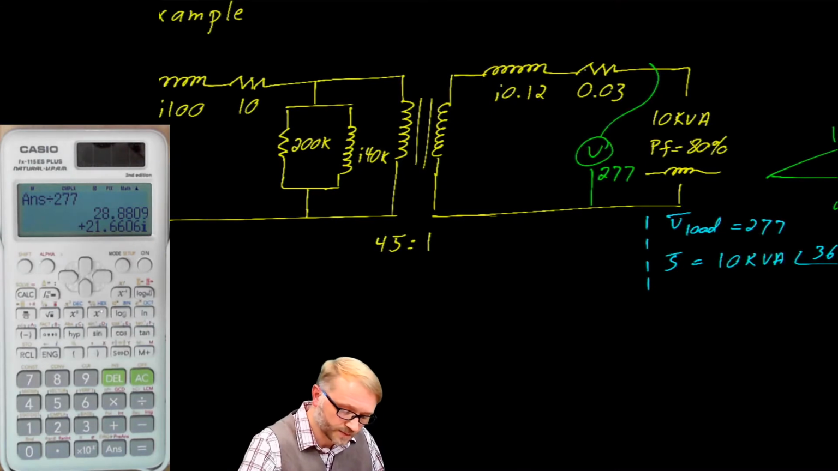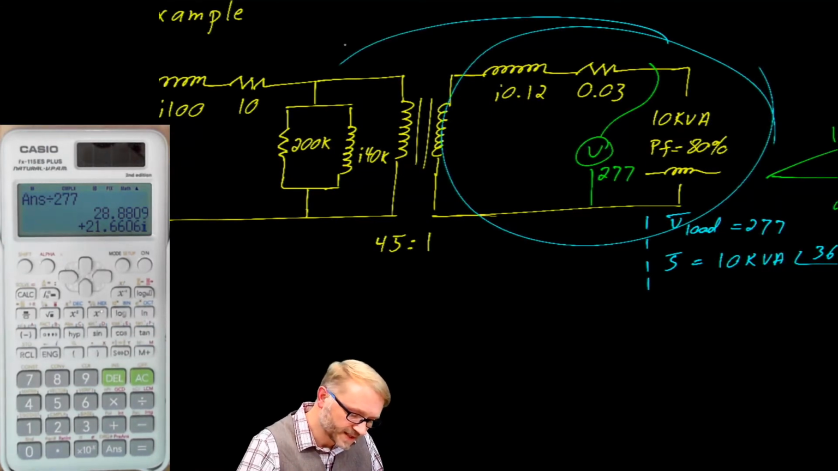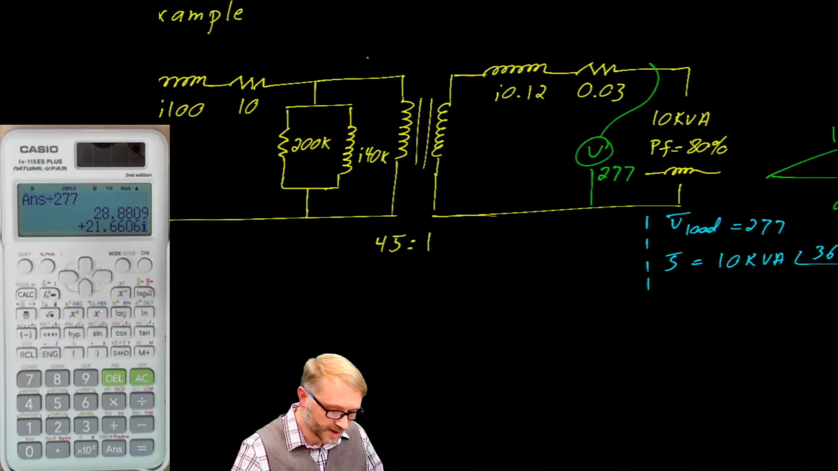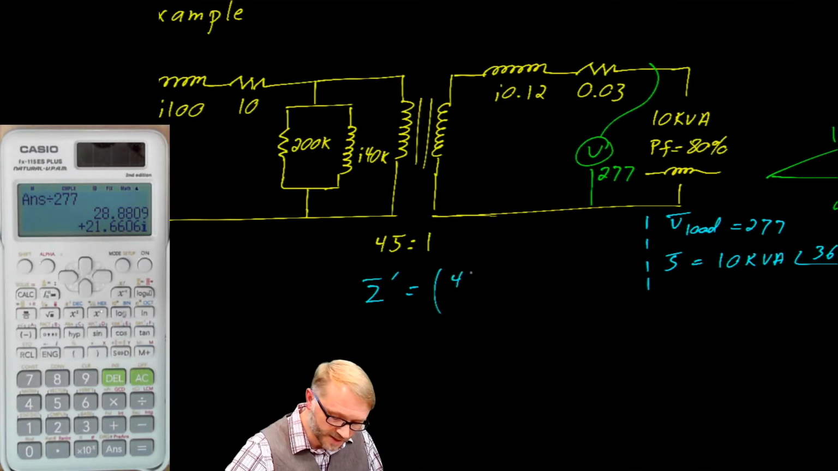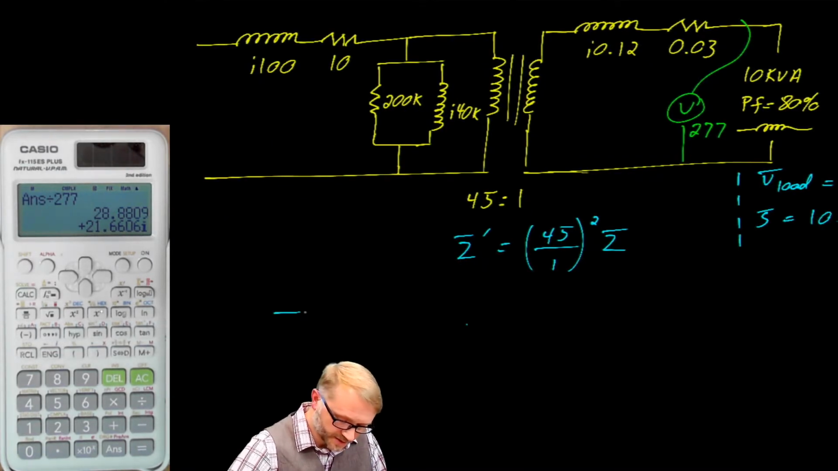There's an easier way. What if we took all this and we reflected it across the transformer? That's where that impedance I kept telling you about comes into play. So the impedance on the primary would be the turns ratio squared times the impedance on the secondary, which means we can redraw the circuit to look something like this.